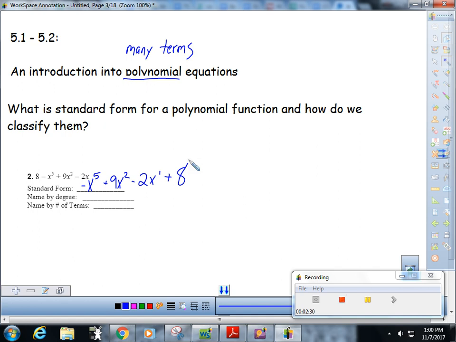How do you name it by the degree? This is the highest power. So we call this a 5th degree polynomial. Name it by the number of terms. That is called a quadrinomial. Or how about you just say 4 terms. Okay, either one of those is fine.